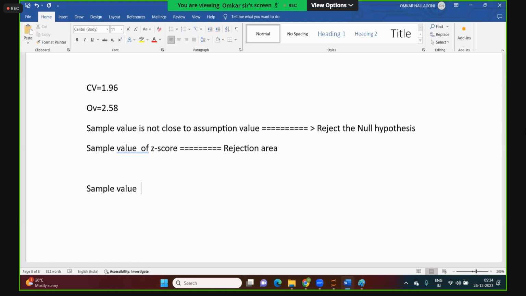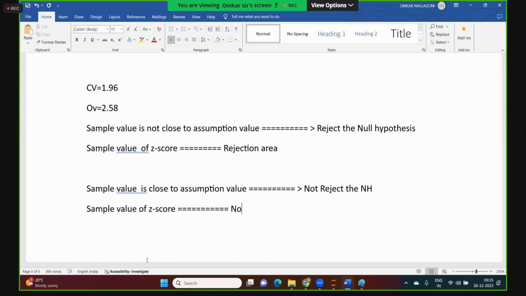If the sample value is close to the assumption value, then our common sense says do not reject the null hypothesis. That means the sample value of Z score now falls in which area? Non-rejection area. So this is a simple common sense.